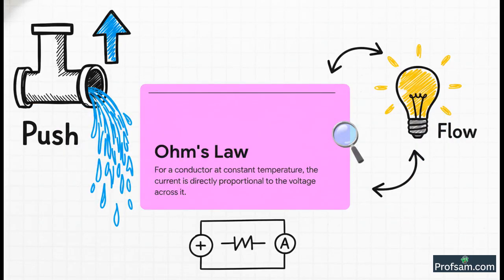All right, now let's look at the official definition you need for your exams. It sounds a bit formal, but don't worry. It says that the current is directly proportional to the potential difference. Now, what's really interesting here is that potential difference is just the fancy scientific name for voltage, for the push we were just talking about. So this whole definition is just a formal way of saying what we already figured out with our water analogy. More push gives you more flow.